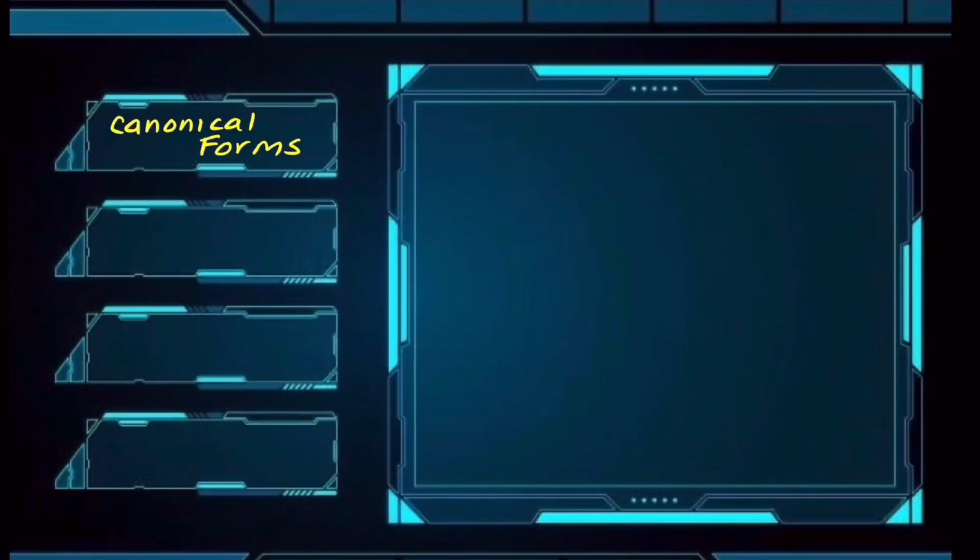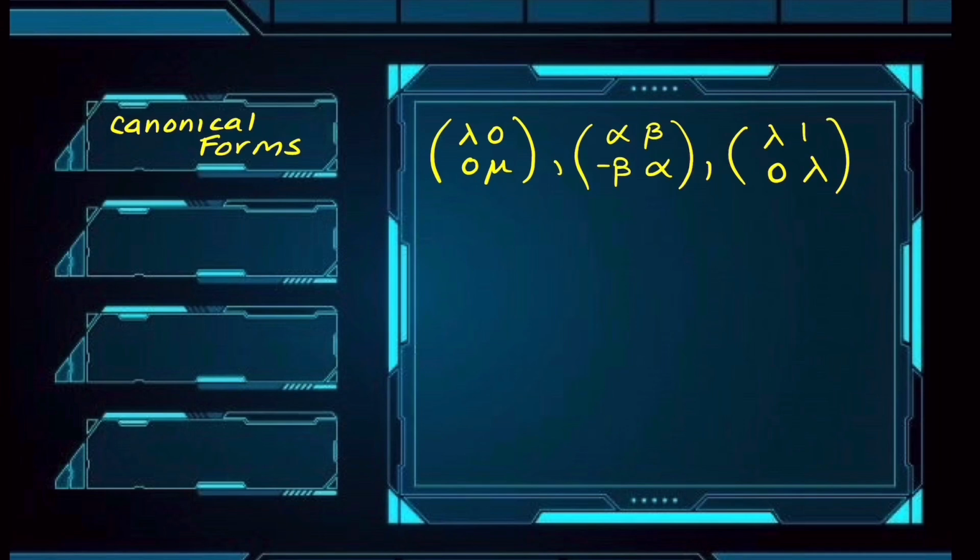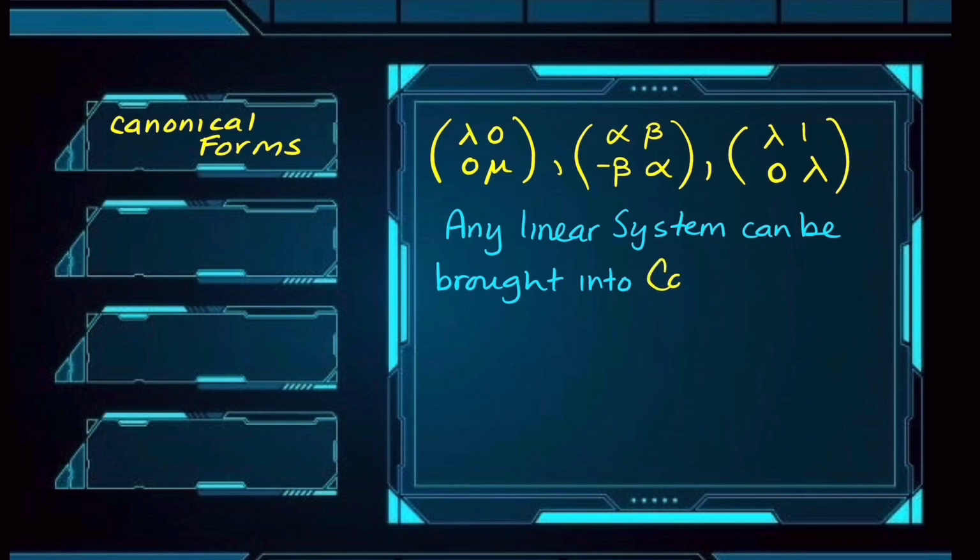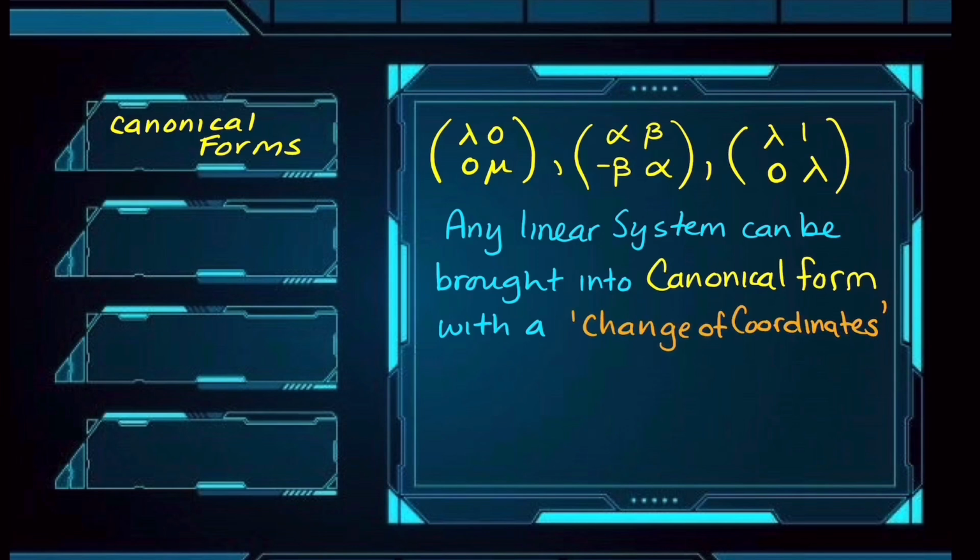You see, the matrices that we've been working with are called matrices in canonical form. So we had matrices such as the following. Canonical forms allow us to find straight line solutions. And now any linear system can be brought into canonical form. We do this with a change of coordinates. You see, many planar systems may be brought into canonical form under a linear transformation.